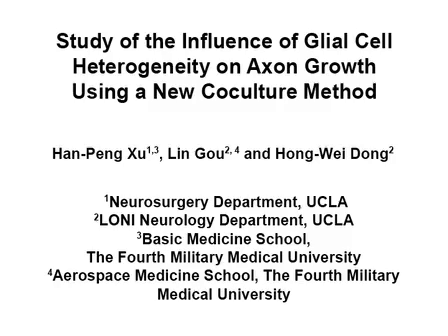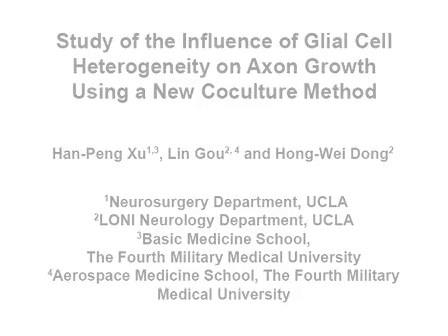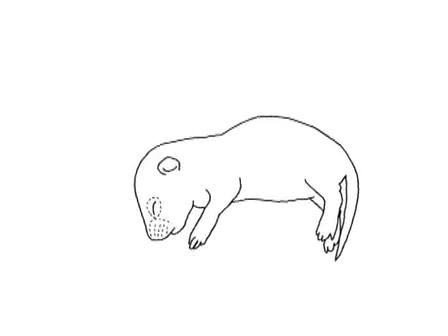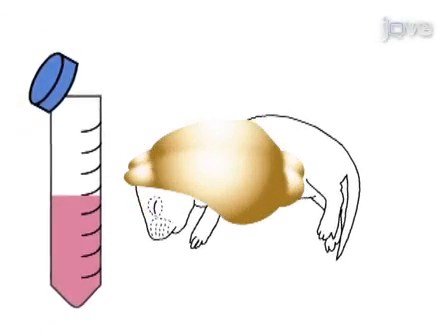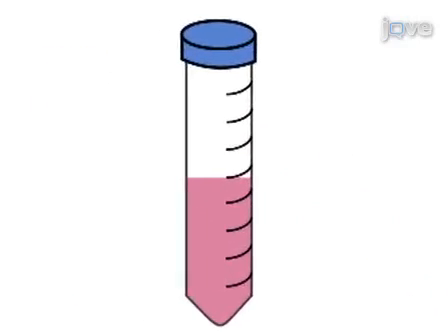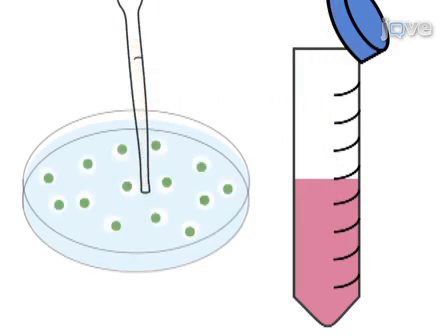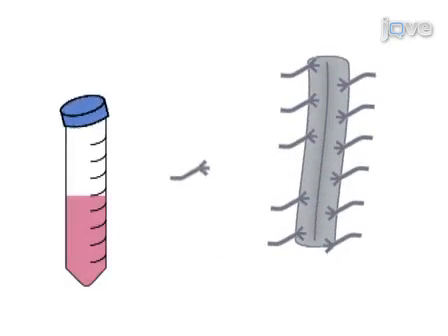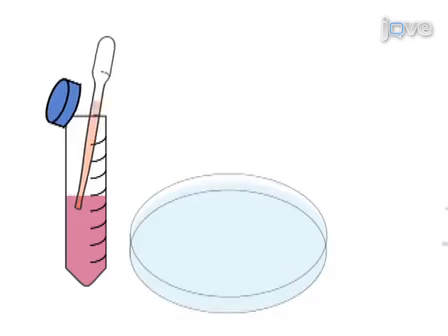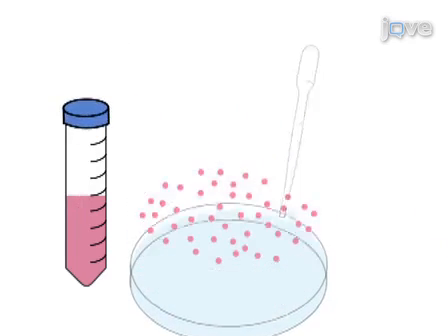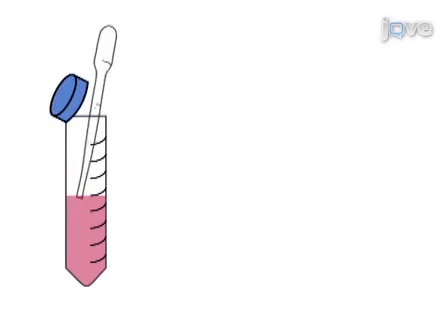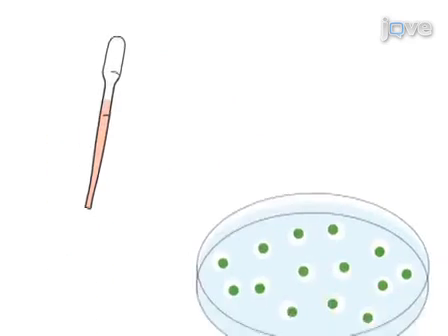The overall goal of this procedure is to study the glial heterogeneity influence on DRG axon growth and cell adhesion. This is accomplished by first culturing the glial cells from neonatal rat cortex. The second step of the procedure is to culture and purify the rat embryo DRG neurons. The third step of the procedure is to add the purified DRG neurons onto the glial cells.